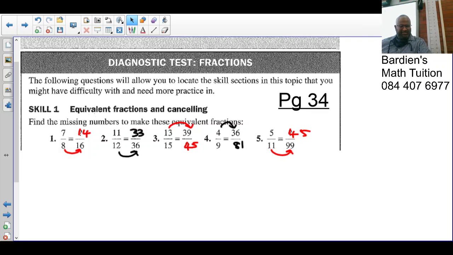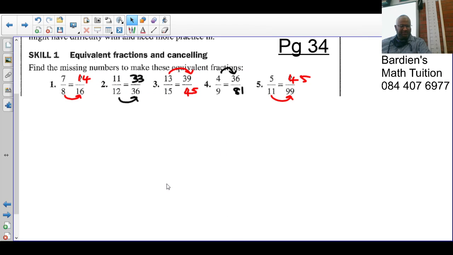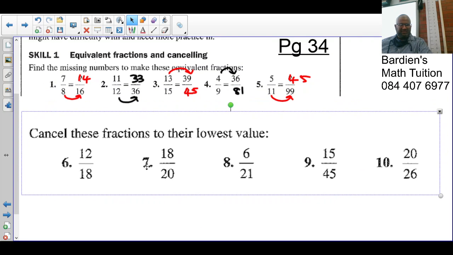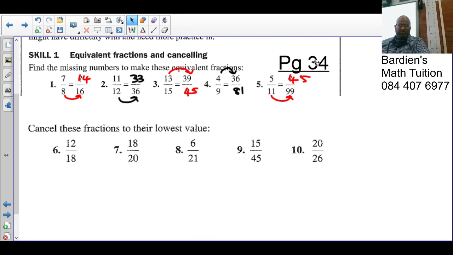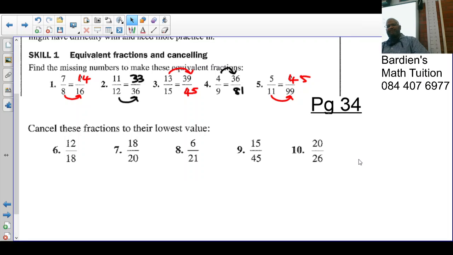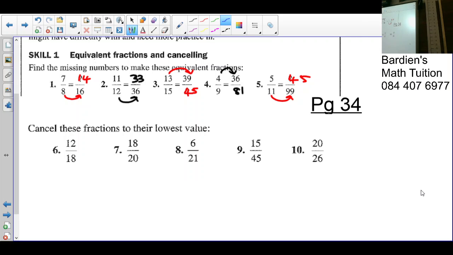Let's look at cancelling fractions. Cancelling fractions to their lowest value. This is also on page 34, Skill 1. So I'm going to do number 6 for you. To refresh your memory, it says cancel these fractions to their lowest value.